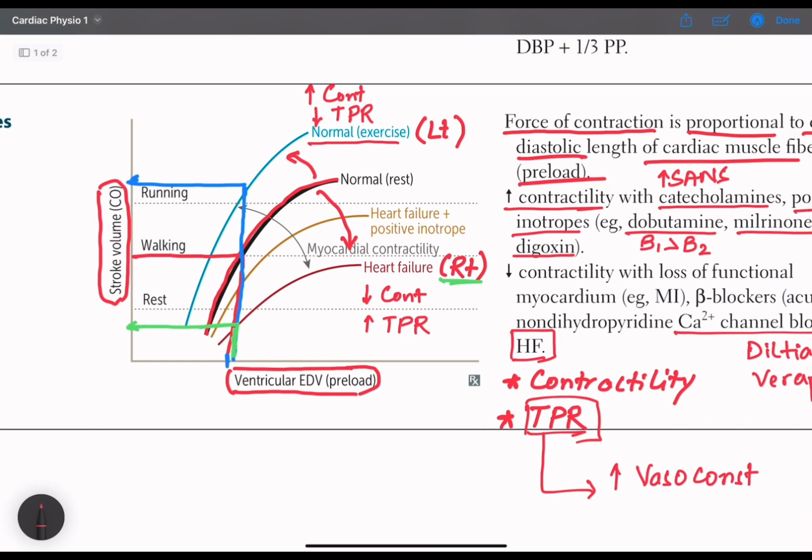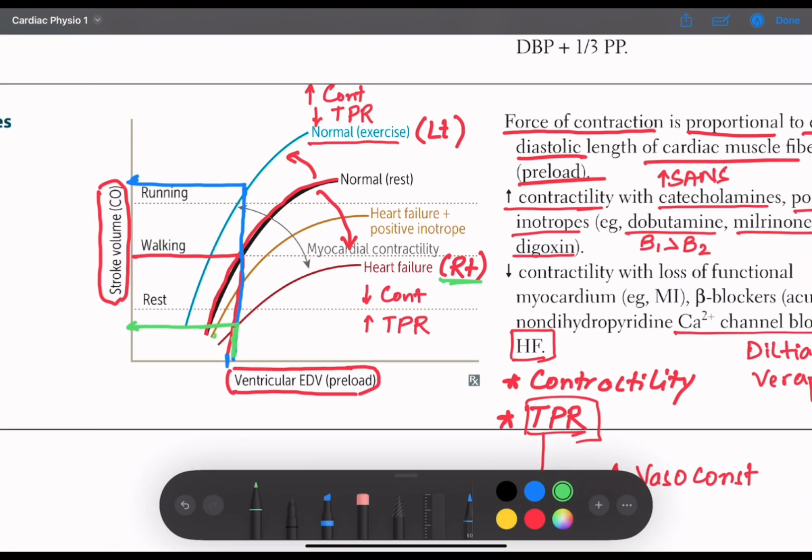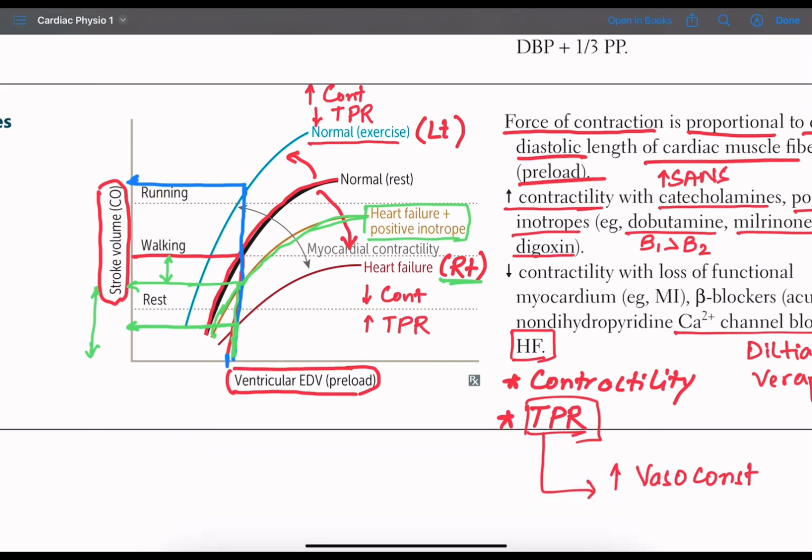And this green curve, which I am marking, is the heart failure curve when we give the patient a positive inotrope. In this state we have a little bit of increase in cardiac output or stroke volume for a given end diastolic volume, but still it is less than the normal state. So by giving positive inotropes to a heart failure patient, we can increase the cardiac output or stroke volume compared with the disease state, but it is still less than the normal condition.